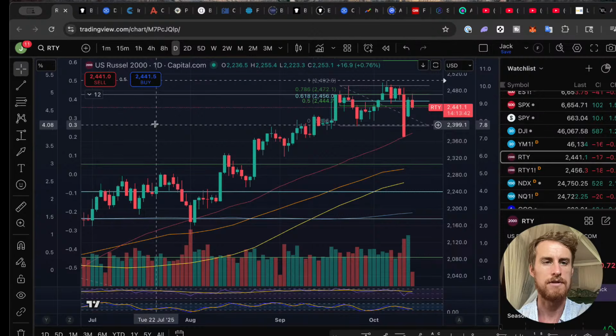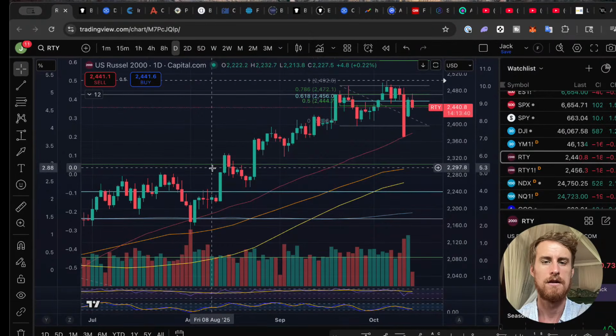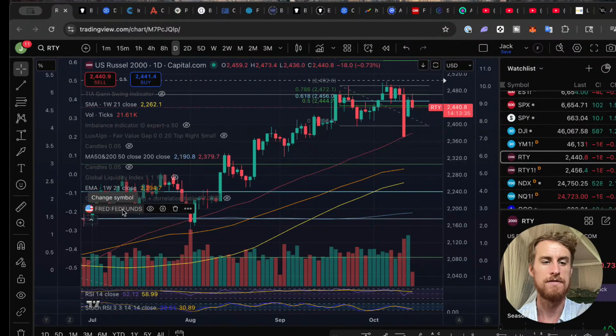So we're going to go to the Russell 2000. I've talked about this many times, how the Russell 2000 needs to break out into a new all-time high definitively in order for us to get an altcoin run, because that's what's happened every single time in history.